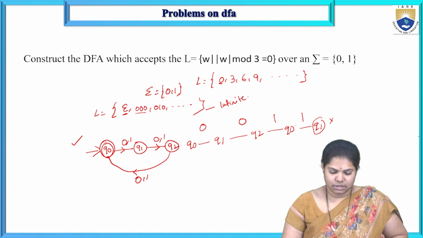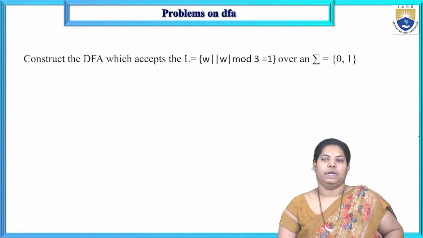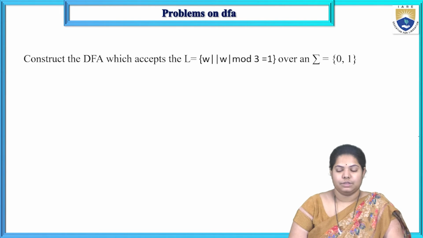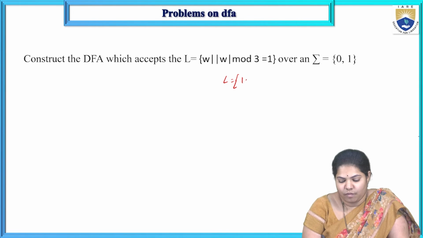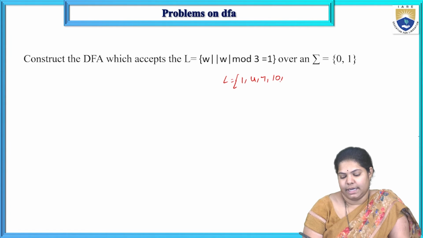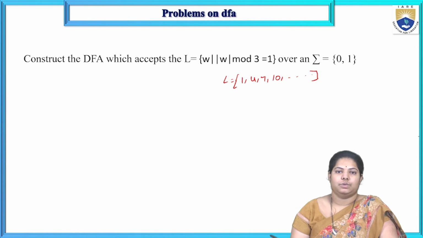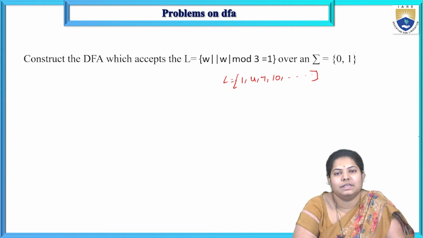So the next question is similar to this one. The string length divided by 3 leaves a remainder 1. So what are the possible string lengths in the language? 1, 4, 7, 10 and so on. These are the string lengths that should be accepted and all the other string lengths will be rejected.